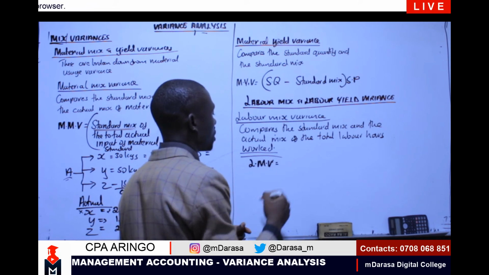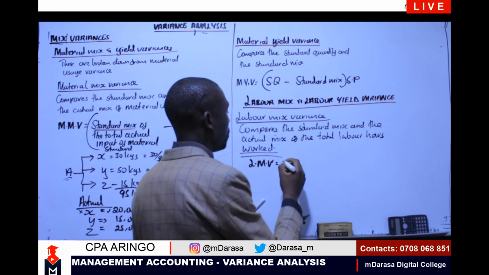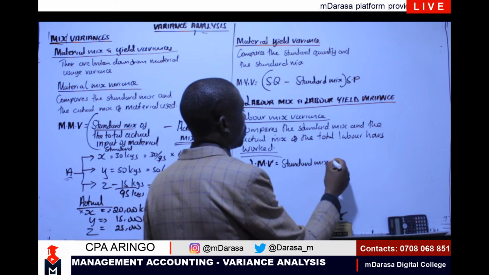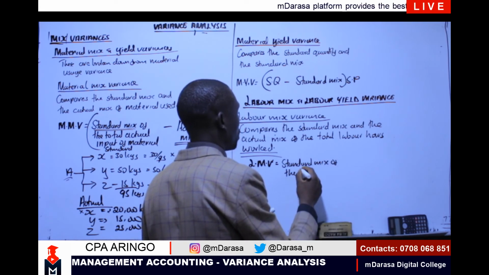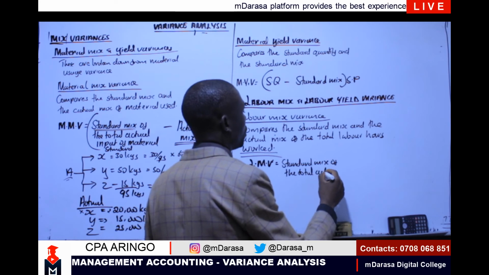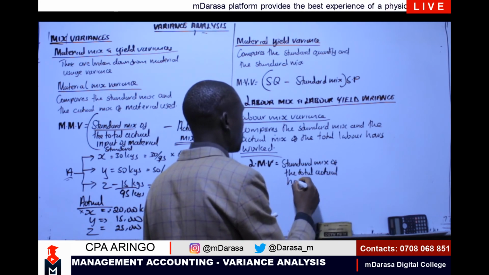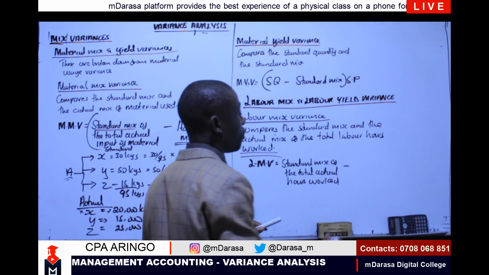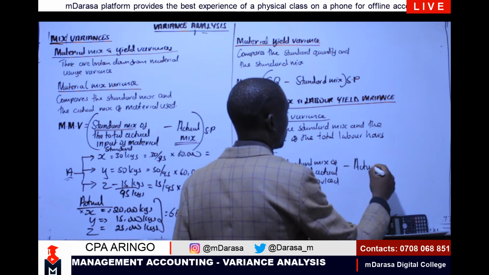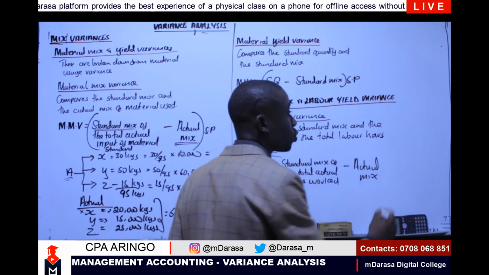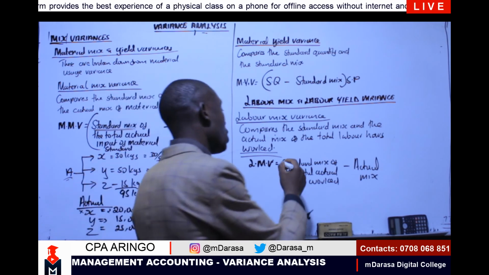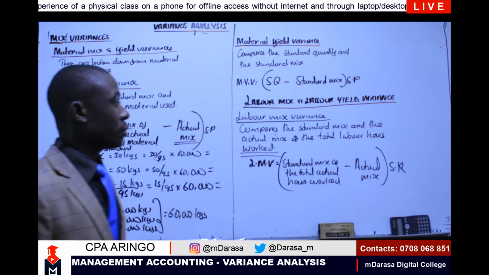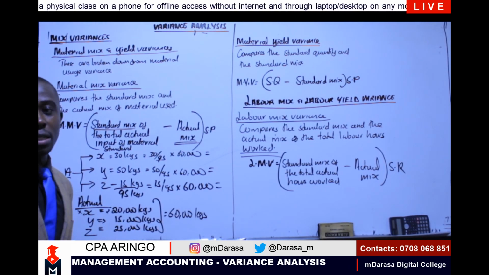Labor mix variance. We'll be talking of our standard mix of the total actual hours worked, minus what? Minus our actual mix. Of course, we are going to multiply this by our standard rate.